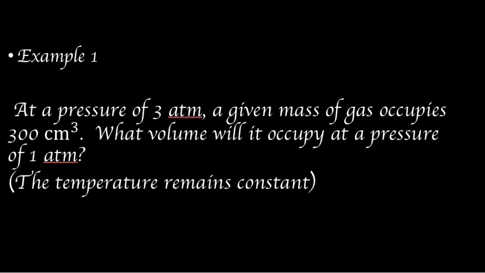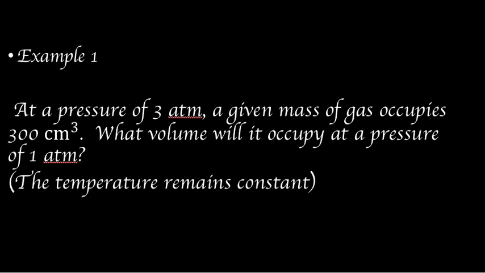Whenever you are given problems to solve in physics, the first thing you have to do is write out your parameters. The first parameter is the pressure. At a pressure of 3 atm, that's pressure 1. The first pressure, P1, is 3 atm. A given mass of gas occupies 300 centimeter cube. That's volume 1, so we write V1 as 300 centimeter cube. Then what volume will it occupy at a pressure of 1 atm? Here we are looking for the second volume, V2, given P2 as 1 atm.